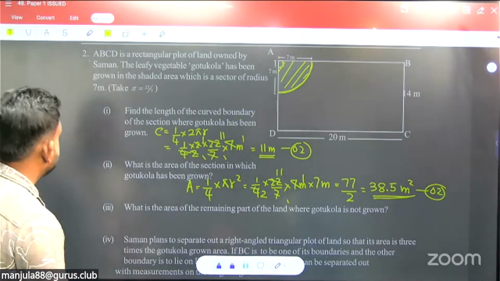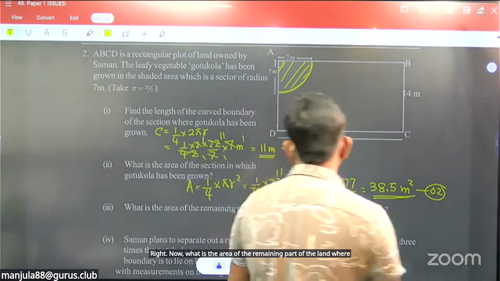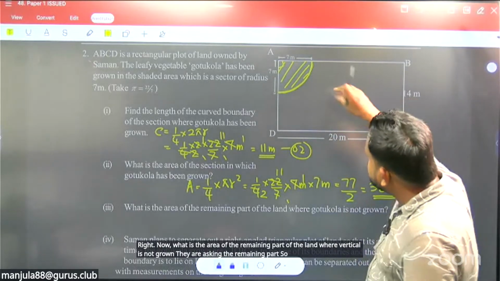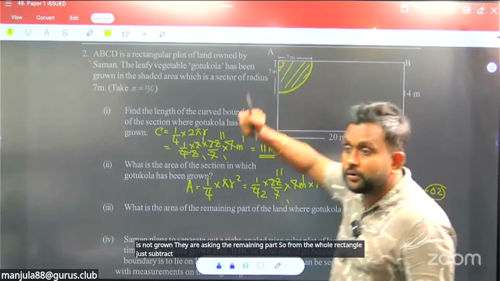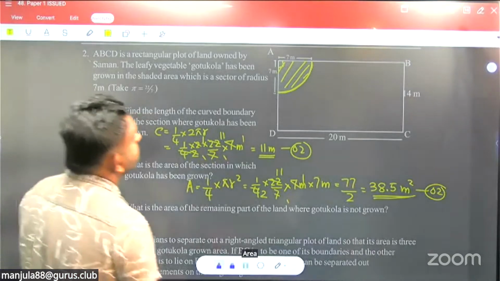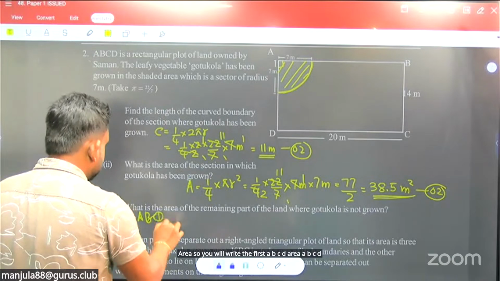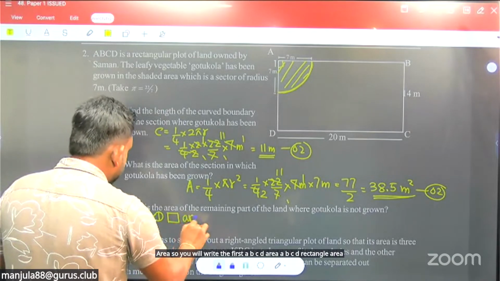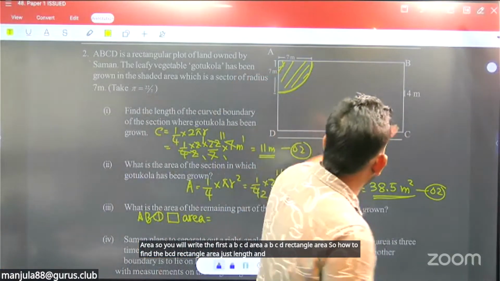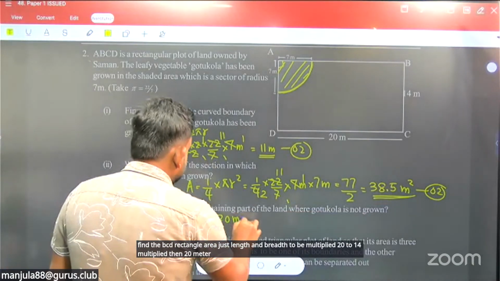Right. Now, what is the area of the remaining part of the land where Gotukola is not grown? They are asking the remaining part. So from the whole rectangle, just subtract this Gotukola grown area, then you can find out the balance area. So you will write the first ABCD rectangle area. So how to find the ABCD rectangle area? Just length and breadth to be multiplied. 20 into 14 multiply. Then 20 meter into 14 meter.